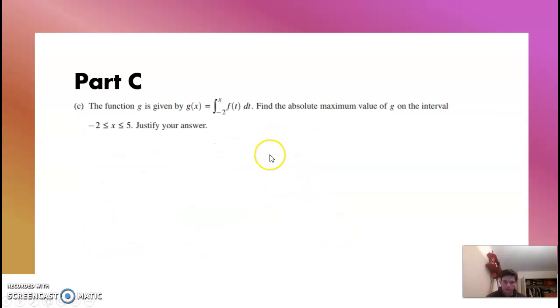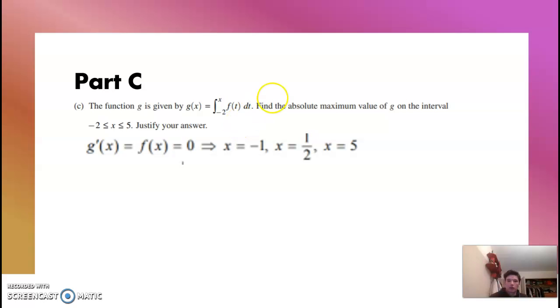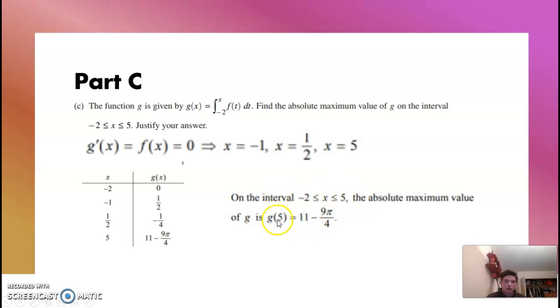Part C of this question says the function g is given by this integral here, and we notice that we have f of t dt. We want to get rid of that, so we can take the derivative of both sides, and we're saying g prime of x equals f of x. We want to see where f of x equals 0 to find our critical points. These are the points where f of x equals 0. From there, we can go into our chart and test different values to see where g is the max, and we see that -1 is our greatest point before it goes negative, and it goes to 5. So we come to our conclusion that on this interval the greatest amount is g equals 5 at 11 minus 9 pi over 4.